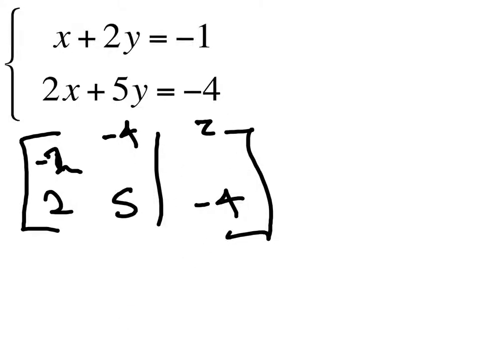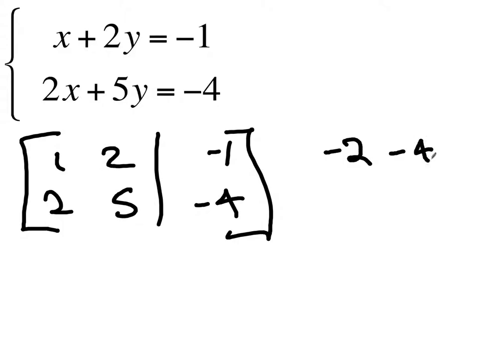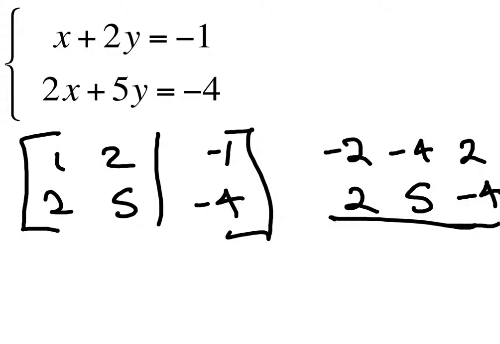Actually, you know what? I'm going to save my original row, and I'm going to write it over here on the side. Multiplied by negative 2, it's negative 2, negative 4, 2. Now I'm going to take this row and add it to the bottom row, 2, 5, negative 4. Adding 2 rows is a perfectly legal operation also, and so I get 0, 1, negative 2.